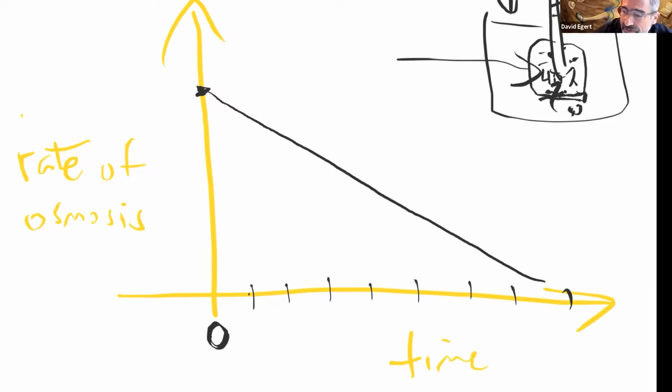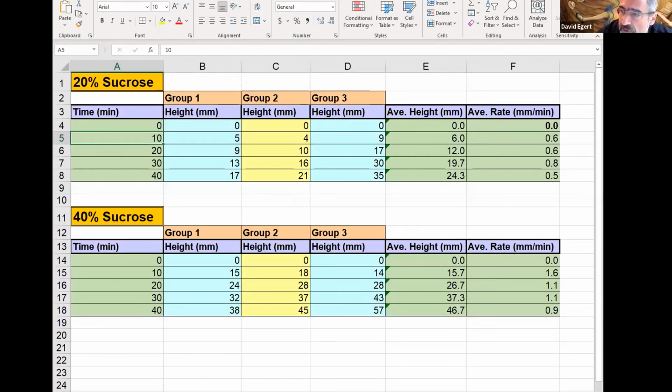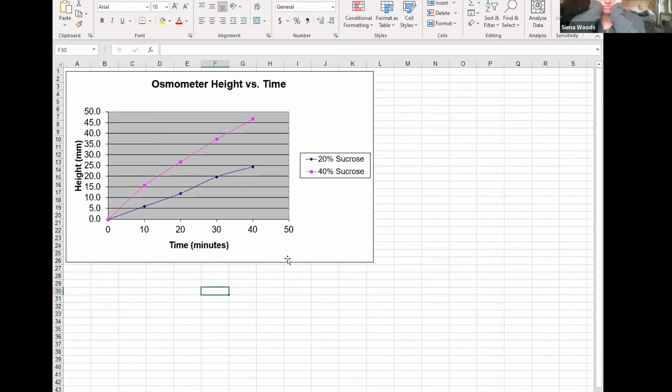But yeah, I'm going to bring a couple of these things up here. I'm going to share. So here's the osmometer, here's the data. This is a notoriously difficult lab to carry out well, because you have to seal things in water. As the pressure builds up inside, it's very easy to have water leak out. If we look at the height graph, this is just the height up the tube as time goes by.